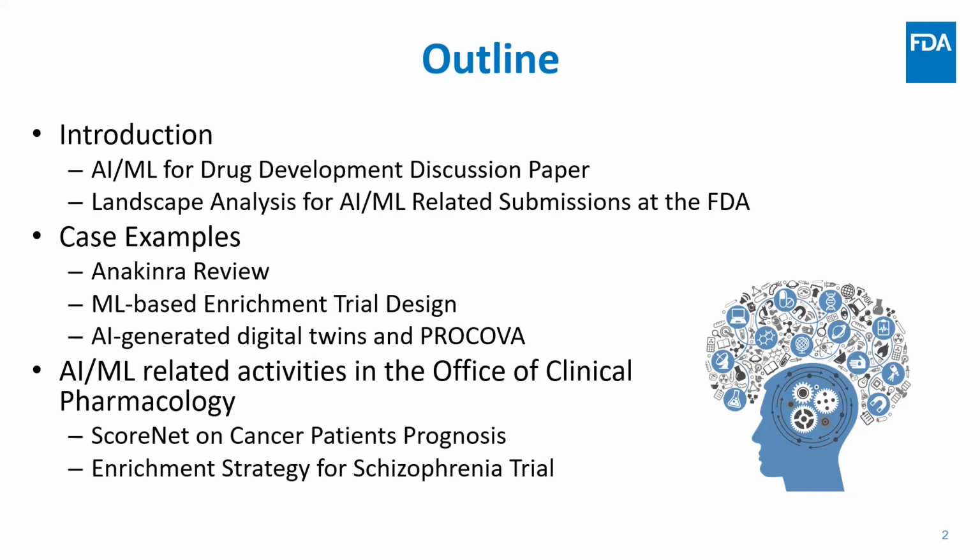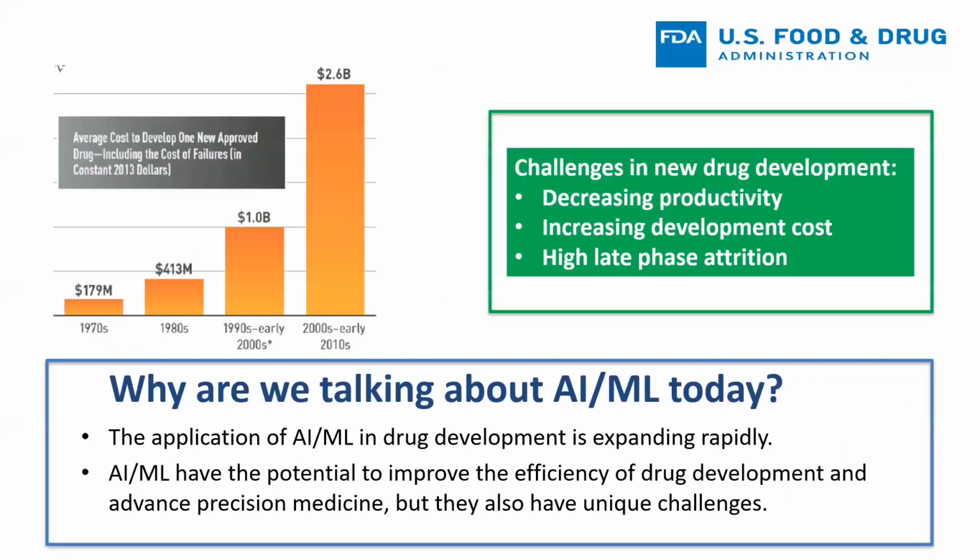The last one is a review related to covariate adjustment during the clinical trial. Lastly, I will talk about some of the regulatory research activities in our office. The first one is we use a scoring rule to predict the cancer patient's prognosis. The second one is the enrichment strategy for schizophrenia trials. Today we have a lot of topics, so always ask questions if you have any.